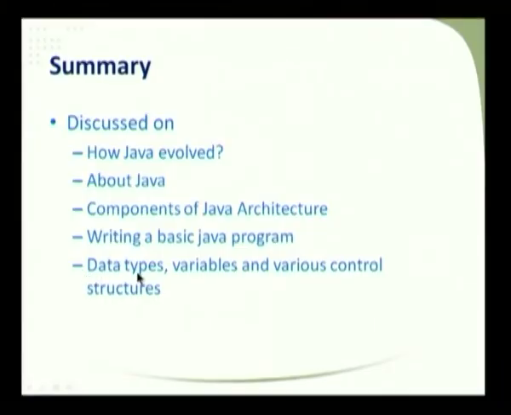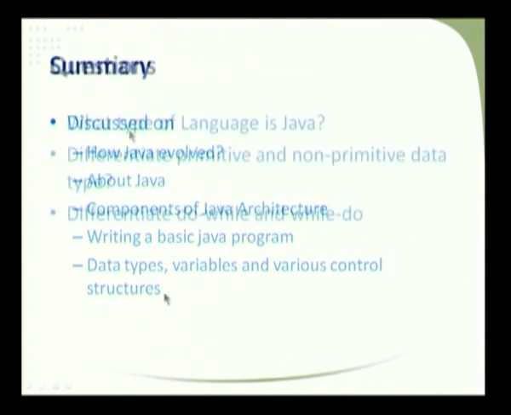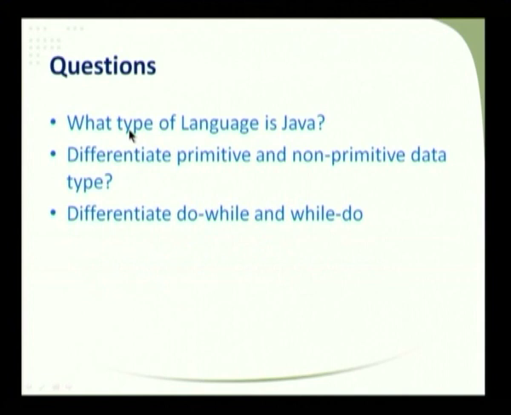And then we have also seen the various data types that are available, variables as well as control structures. Now we will have a look at the questions that could be answered by having a clear understanding of this session. What type of language is Java? What is the difference between primitive and non-primitive data types? What is the difference between do while and while do?